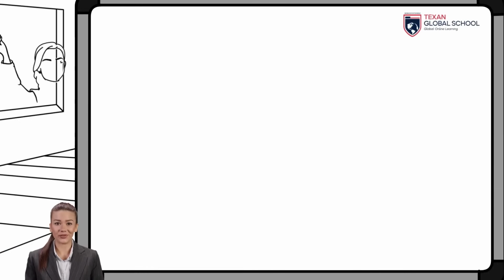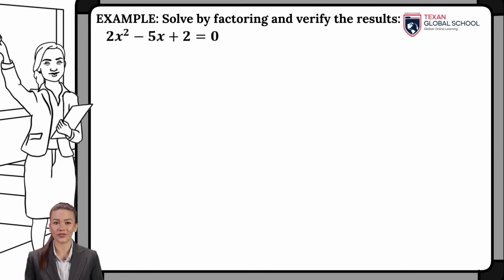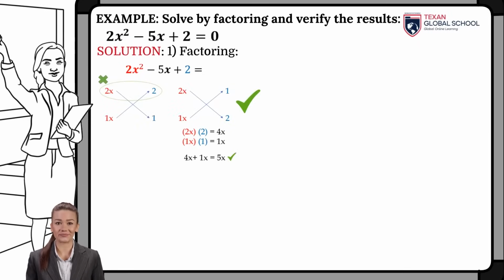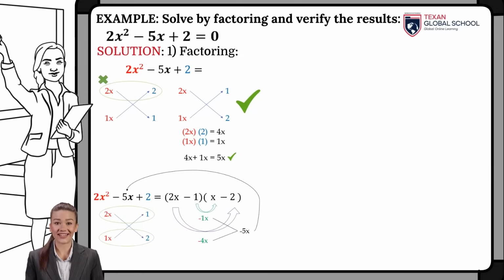For this example, we can see that we have a trinomial of the form ax squared plus bx plus c. We must apply the cross-section or scissors method to factor. In this case, we have 2 possible arrays of scissors. Analyzing both cases, we can see that the second array is the correct one, since the first has a common factor of 2. By analyzing the signs, we can see that the factors are 2x minus 1 times x minus 2.